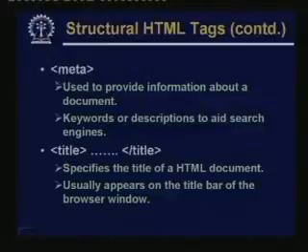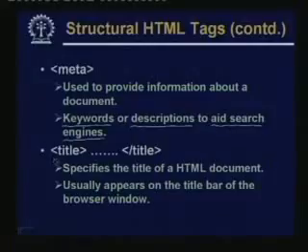Meta, we are not going into detail right now. Meta basically provides information about a document, typically keywords or some description about a document, which helps the search engines in indexing the pages, so that the pages can be linked with respect to the search engines. Well, use of the title tag you have already seen. The title tag will specify the title of the document, and the title of the document usually appears on the title bar on the top of the browser window.